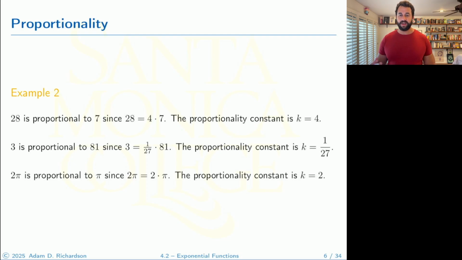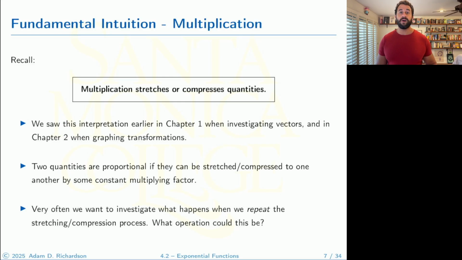Okay, now that we've got our mind in the multiplicative mindset, let's review our fundamental intuition of multiplication. You might remember this from chapter 1, but we talked about how multiplication stretches or compresses quantities. We saw it in chapter 1 when we were talking about vectors. We saw it in chapter 2 when we were graphing transformations and doing vertical and horizontal stretches and compressions. And I just mentioned a moment ago that two quantities are proportional if they can be stretched or compressed to one another by some constant multiplying factor.